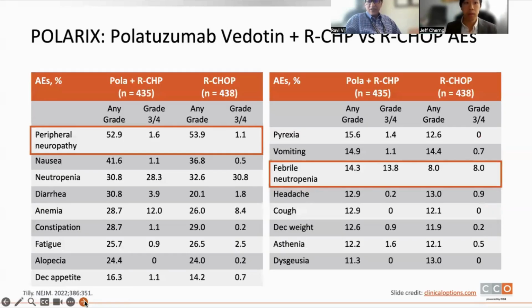So what is the downside? Why not give it to everybody? Yeah. At least from a top-down view, we do think that the toxicity between our Pola-CHP and our CHOP are relatively similar, but there are probably some subtle differences here.